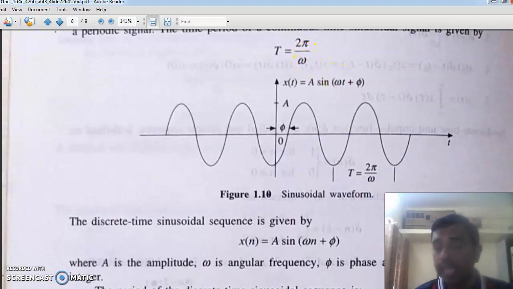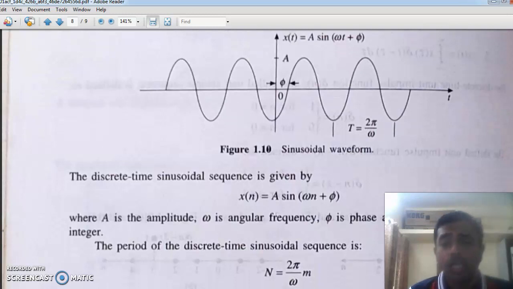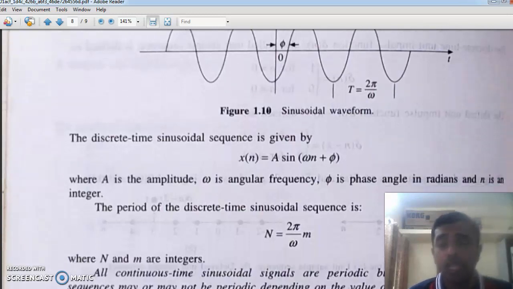So one thing is sure, an analog sine wave is a periodic signal. That is, a pattern repeats after every time period. Okay, so what is a discrete time sinusoidal sequence? Instead of t we have n.